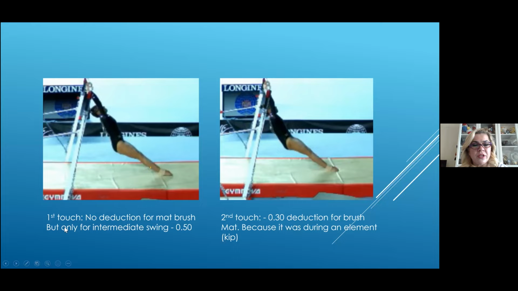So on the left side, this is the first touch, and there's no deduction for mat brush, but only for intermediate swing, as I said, because she brushes the mats during the intermediate swing, and it's not an element. So we give only the higher deduction, which is 0.5. In the second picture on the right of the slide, the second touch is deduction 0.3, as I showed you in our analysis, for brushing the mats, the new deduction. And this is because it was during an element, which in this example was the kip. I hope it's clear now.